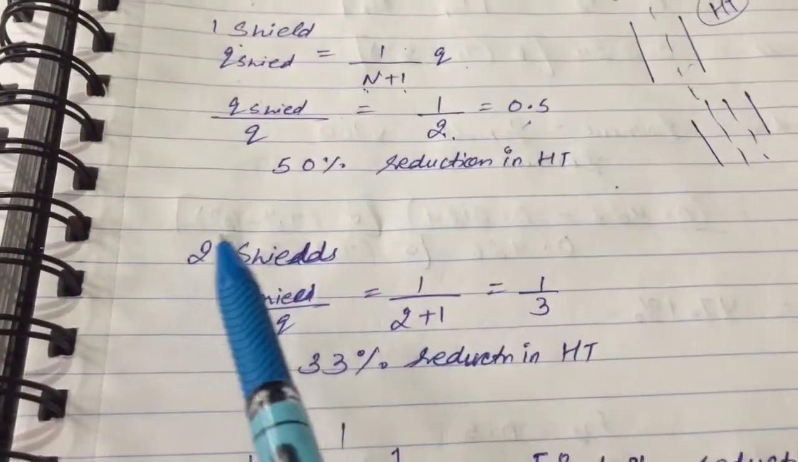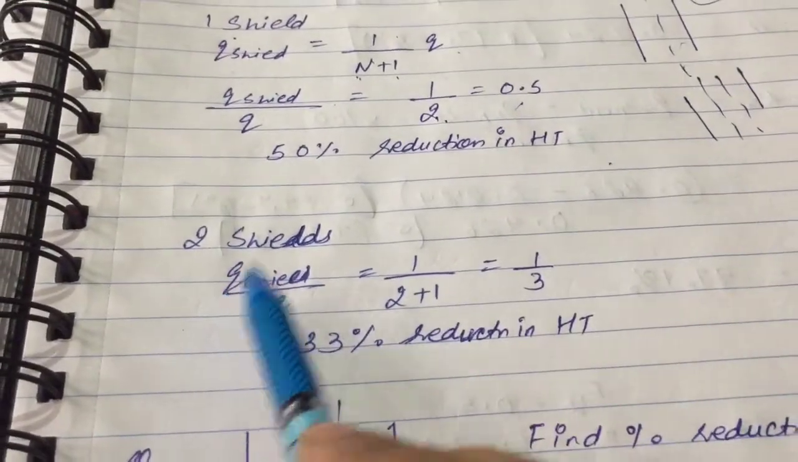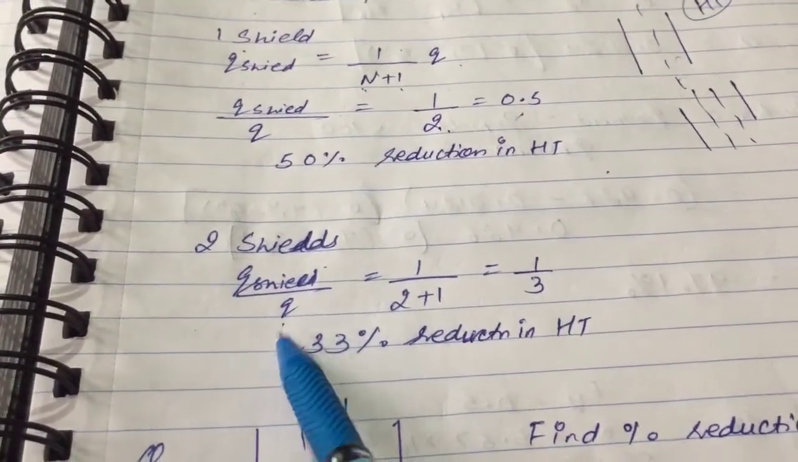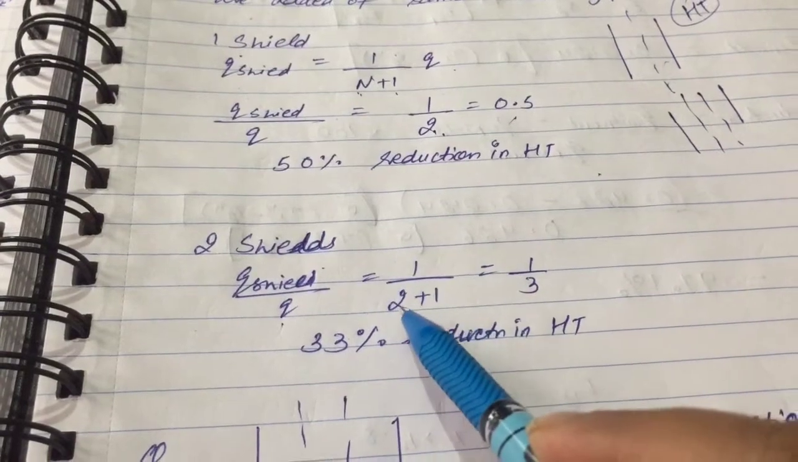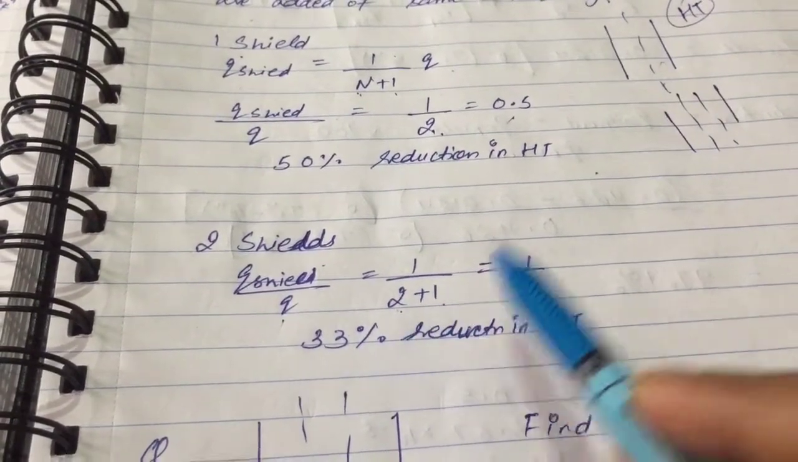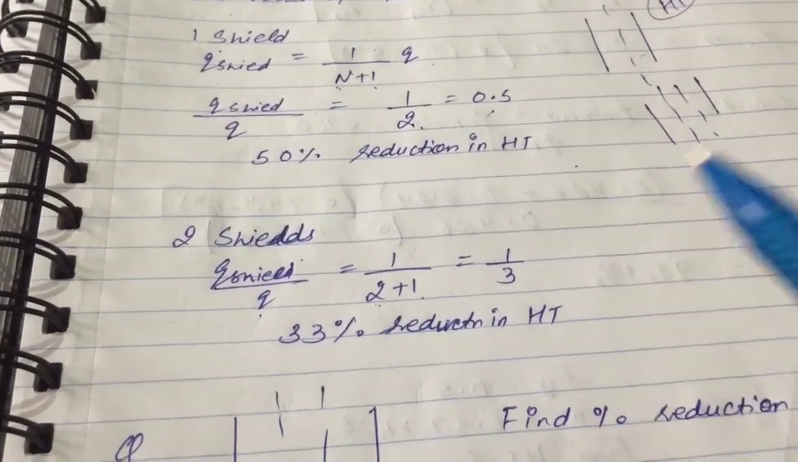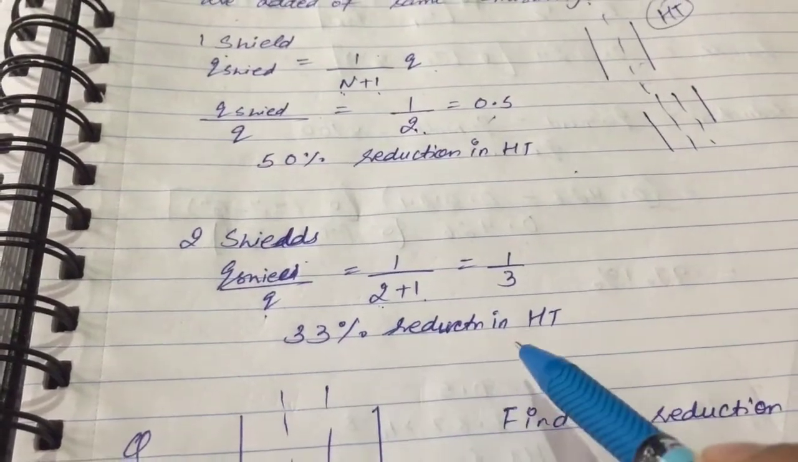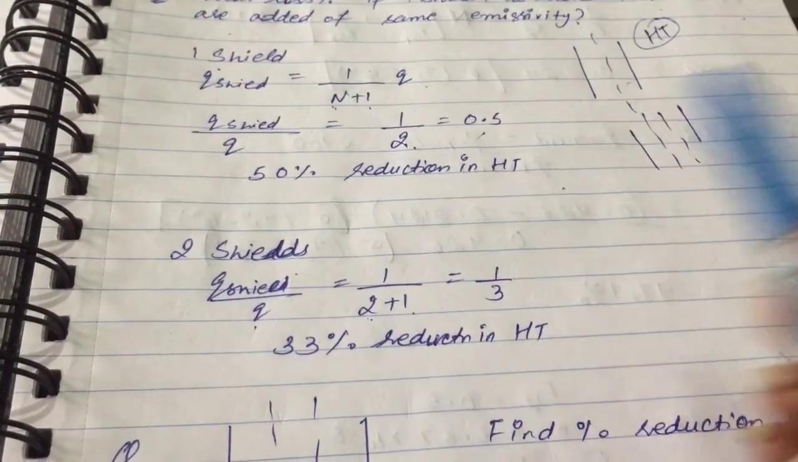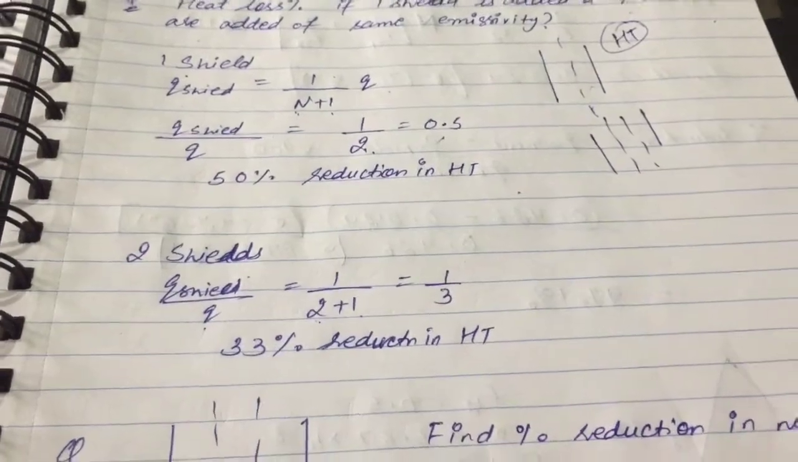Now we are adding two shields. So Q with shield by Q without shield would be 1 by 2 plus 1, which is equal to 1 by 3. So this means there is a 67% reduction in heat transfer when we add two shields between two parallel plates.